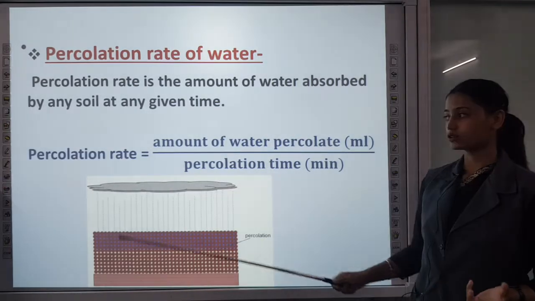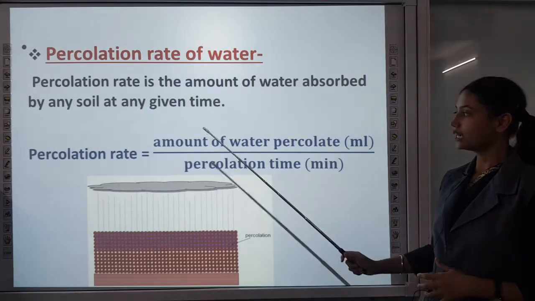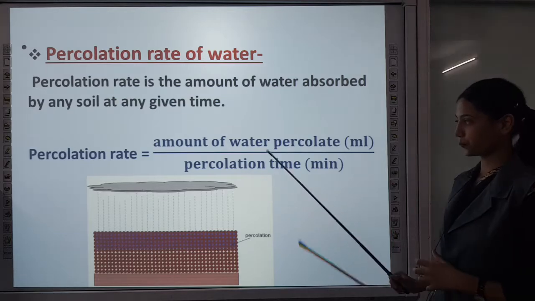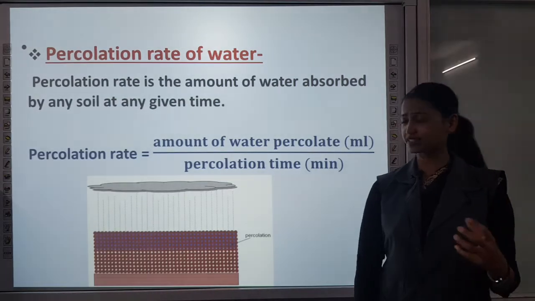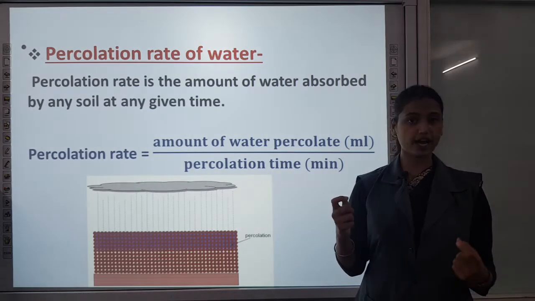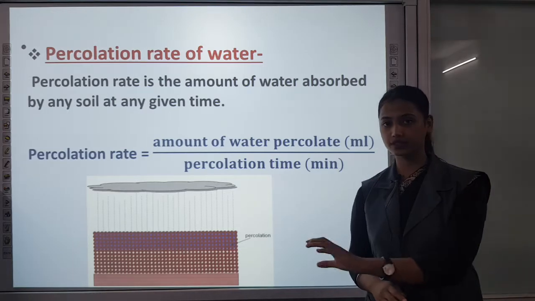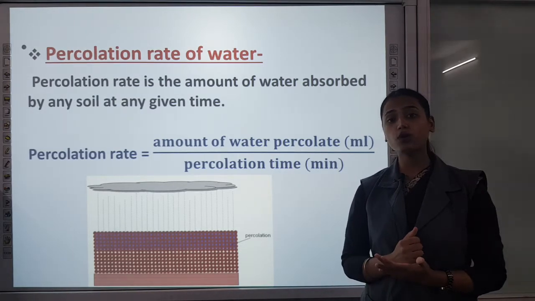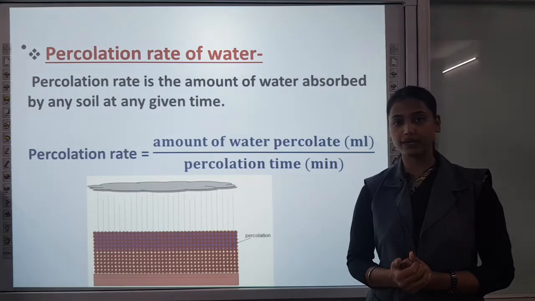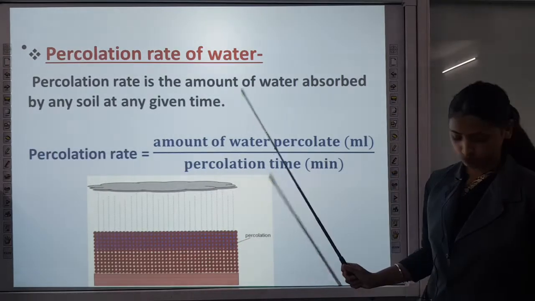We can find out the percolation rate of any soil by using this formula: amount of water percolated divided by percolation time. Let's take an example. Take a glass and pour, let's say, 100 ml of water into it. Then spill that water on the ground and note how much time, how many seconds or minutes, it takes to get absorbed by the soil. That is how you can find out the percolation rate.